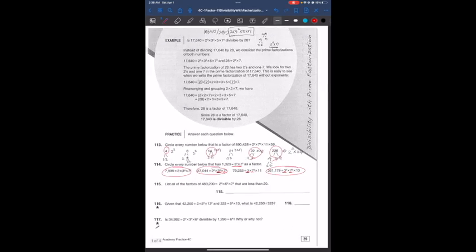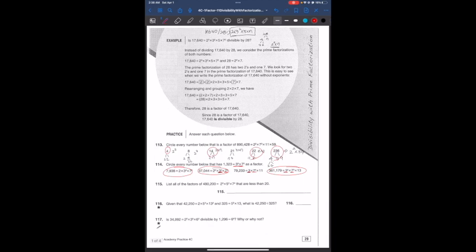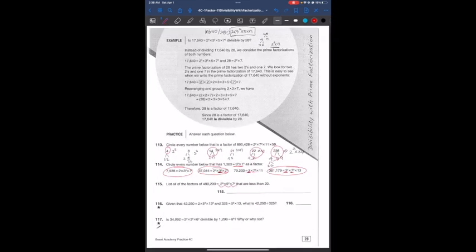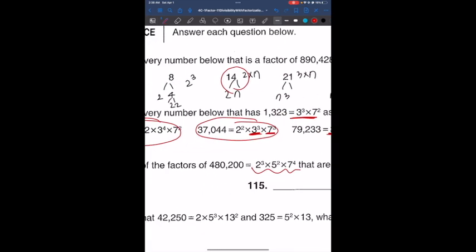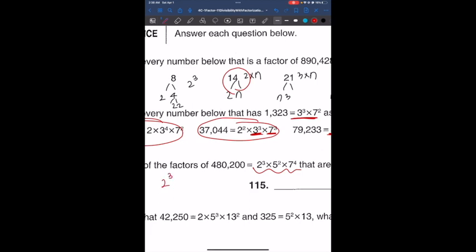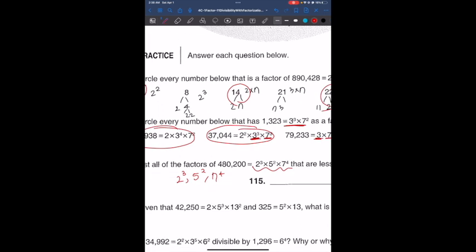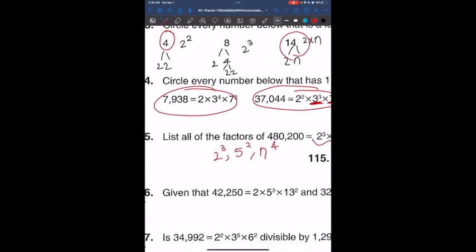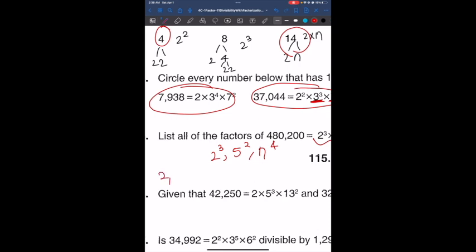For 115, it says, list all of the factors of 480,200, and it gave the prime factorization, that are less than 20. And so we have 2 to the power of 3, 5 to the power of 2, and 7 to the power of 4. And so using those numbers, we're going to make numbers that are less than 20. First of all, we have 2, just one of each. So we have 2, 5, and 7 for now.